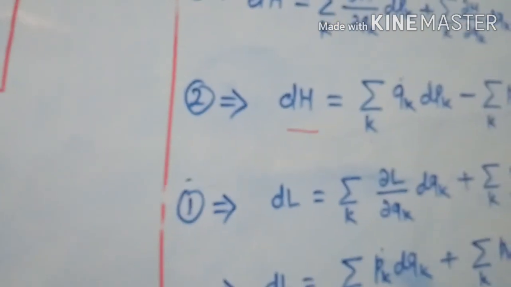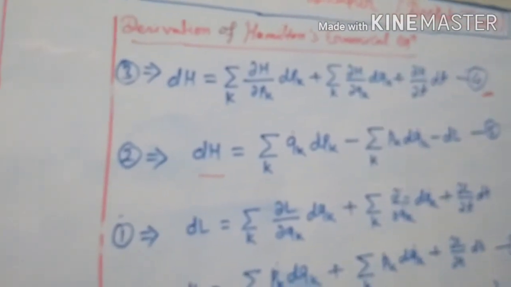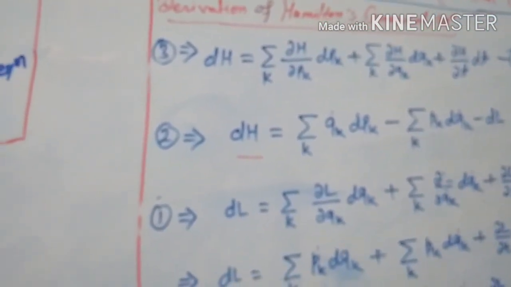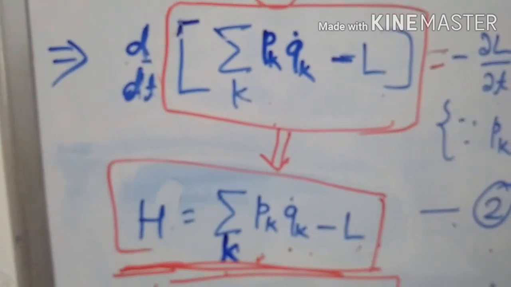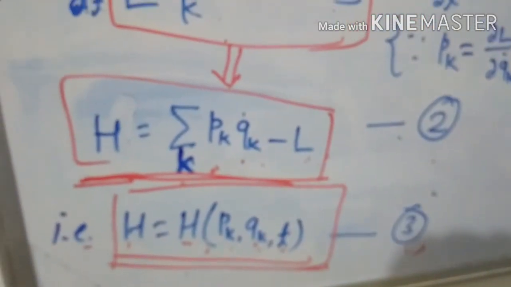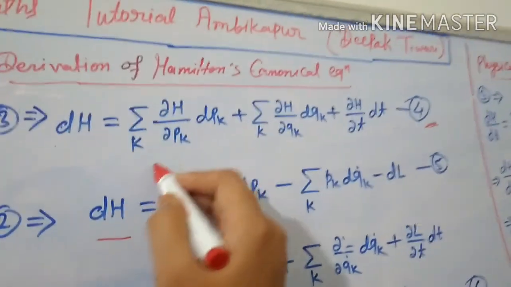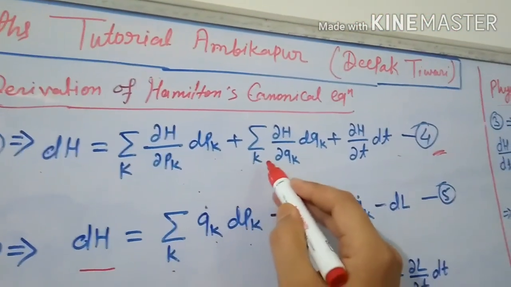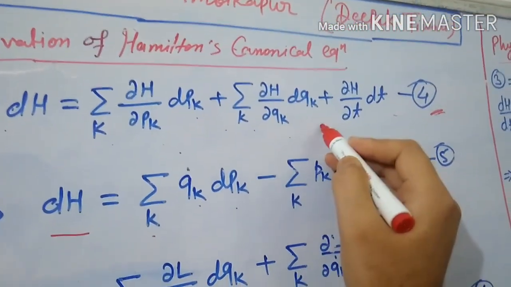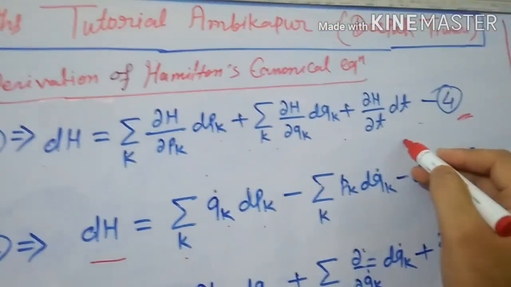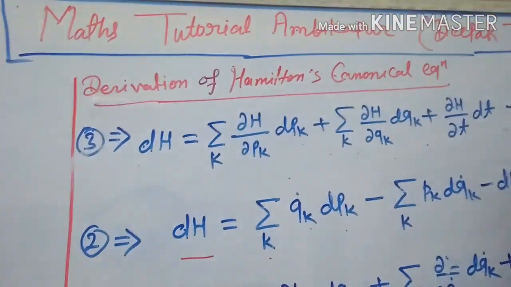Our next topic is the derivation of Hamilton's canonical equations. For this, we assume that the Hamilton function, that is H is equal to H of pk, qk, t, is in equation number 3rd. So third implies dH is equal to summation k del H upon del pk dpk plus summation k del H upon del qk dqk plus del H upon del t dt, which is called equation number 4.